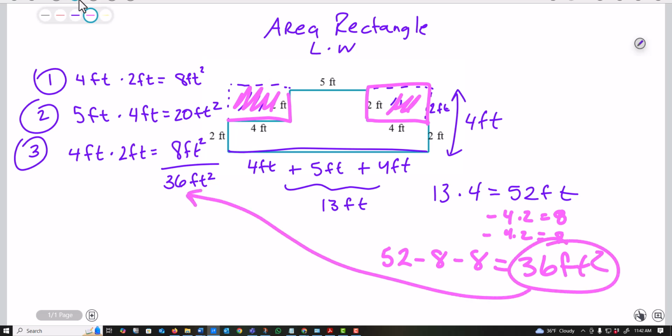I kind of think most students probably like this way better, but if you see it as a whole rectangle and subtract out the pieces you don't want is one way, or simply dividing it up by the pieces you do want.